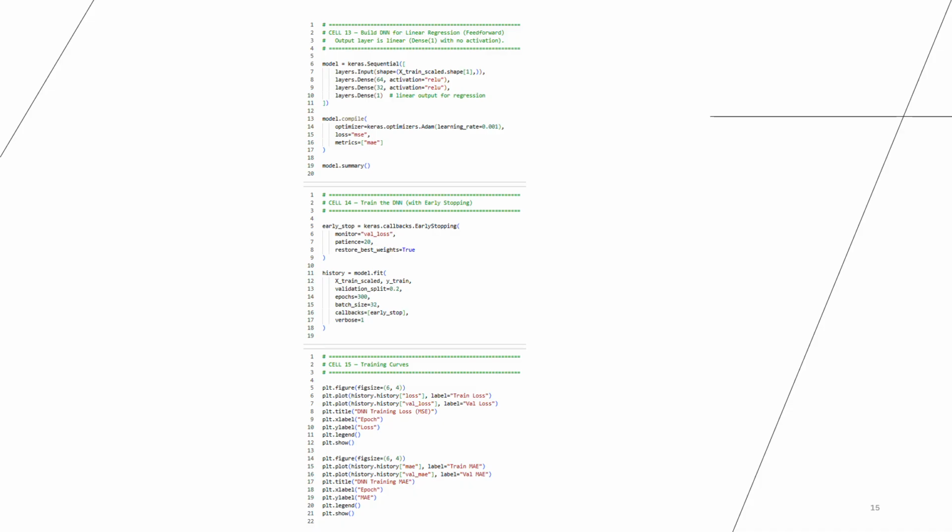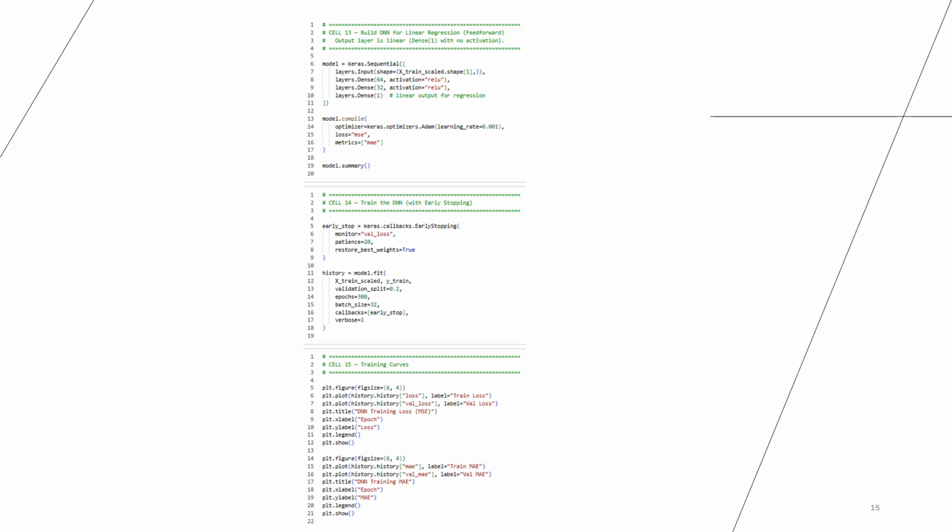In cell 13, we define the architecture of the neural network using Keras' sequential model. A sequential model simply means that data flows through the network layer by layer in a forward direction. We start by specifying the input layer, where the shape corresponds to the number of features in our scaled training dataset. This tells the network how many input variables it should expect. Next, we add two hidden layers. The first hidden layer contains 64 neurons and uses the ReLU activation function, which is commonly used in deep learning because it helps the network learn nonlinear relationships while keeping the training process efficient. The second hidden layer contains 32 neurons and also uses the ReLU activation function.